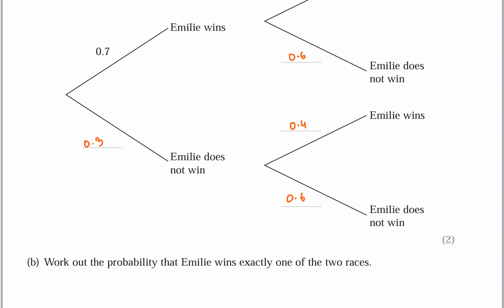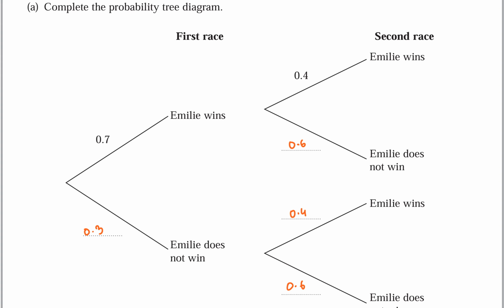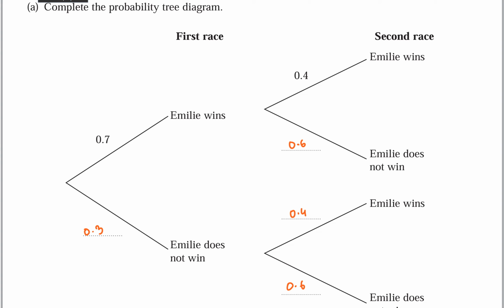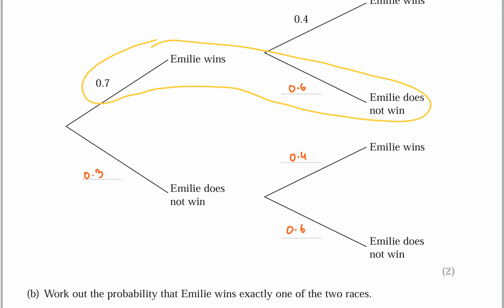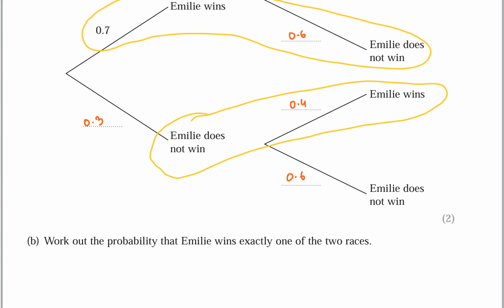Then they're saying work out the probability that Emily wins exactly one of the 2 races. So for her to win one of the 2 races, what I can do is, it will be a combination of win and a not win. That's winning one race. And we have to add a not win and a win. So what that means is the answer will be that.